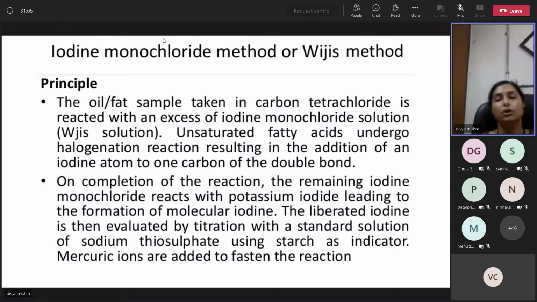Now you know how to determine the liberated iodine by the titration method using sodium thiosulfate. I think we discussed this in our previous lecture also, where we use starch as an indicator, and here we can add mercuric ions to speed up the reaction. It can also eliminate the interfering halogens.